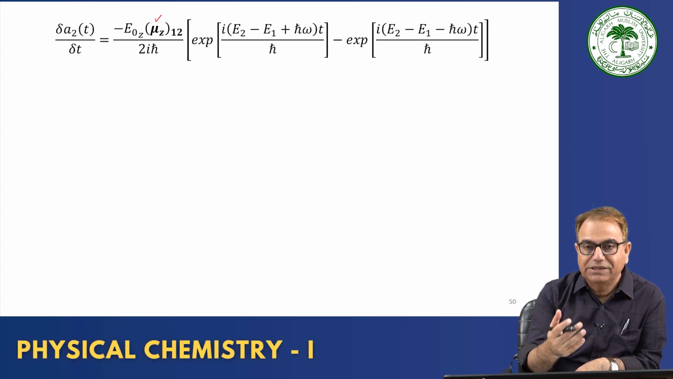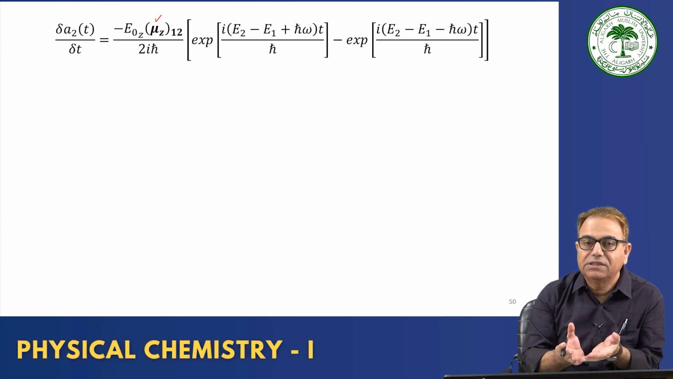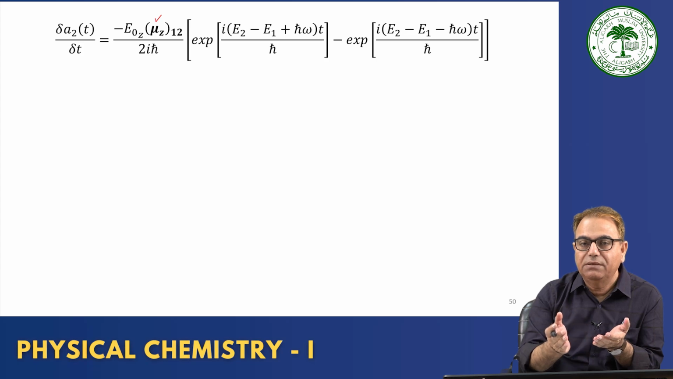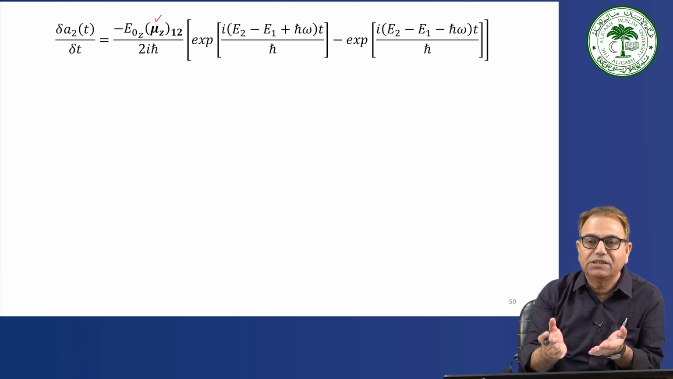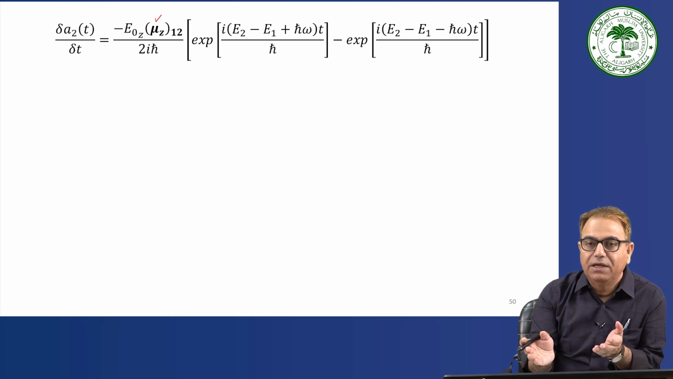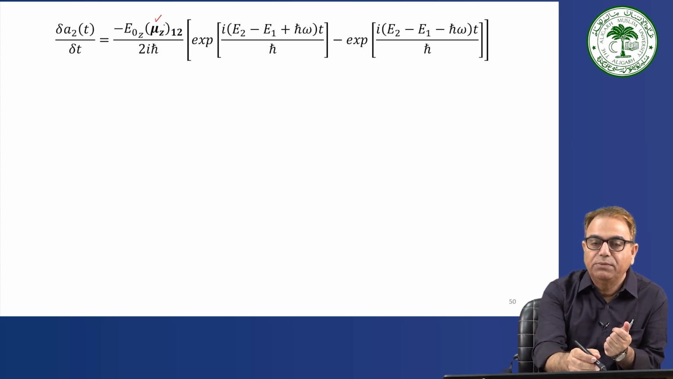Okay, so this will tell you, if you want to get the probability of whether the system is in the second energy state or not, then what do you do? You multiply a2 star into a2, and this gives you the probability. So from this you can find out the probability, and that probability depends on the transition moment integral.